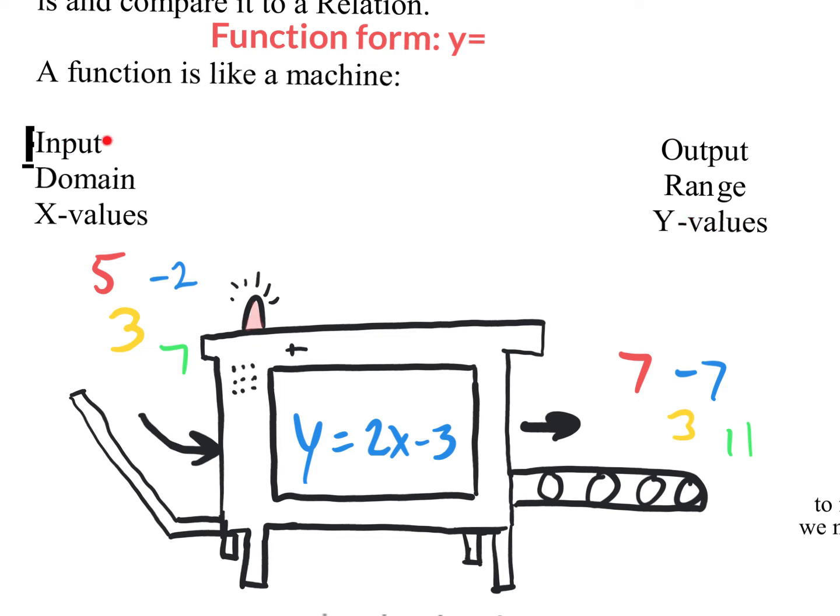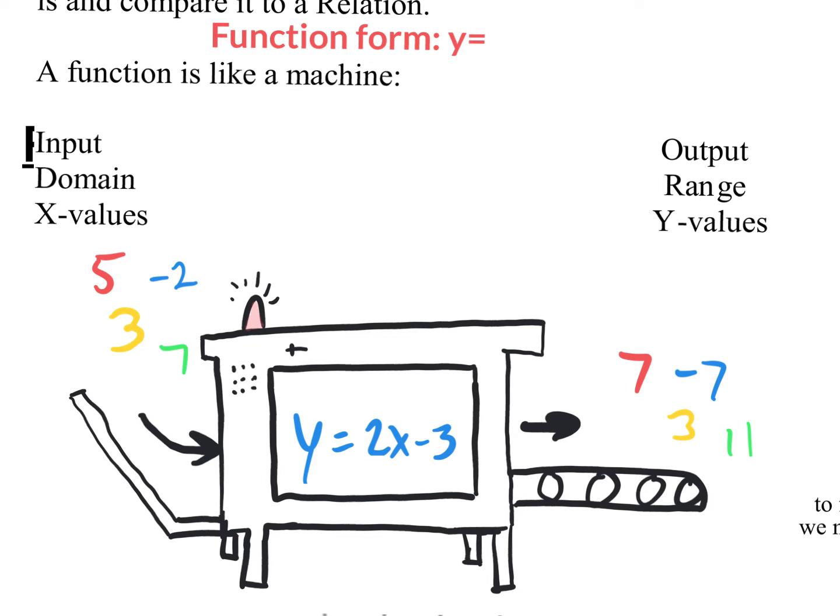Okay? So input is the same thing as x values. The input, why is it called input? Because you put it into the function. And where do you put it in? You put it into the x values. That's why the 5 is also known as an x value. And the answer comes out as a 7. That answer is called an output, which is also known as the y value because it says y equals 7 when you do the math.